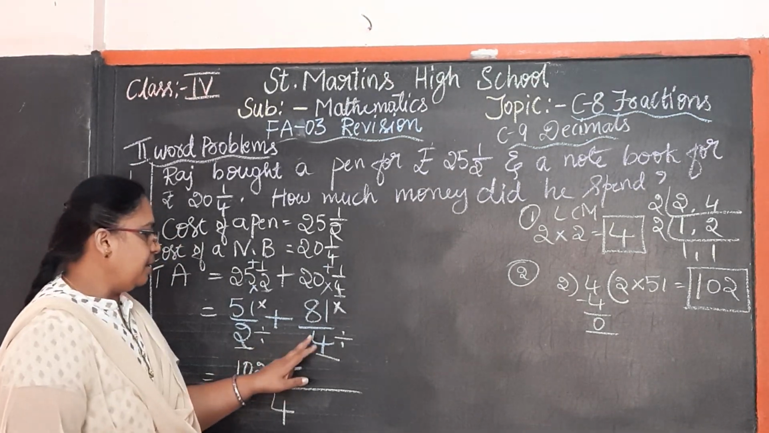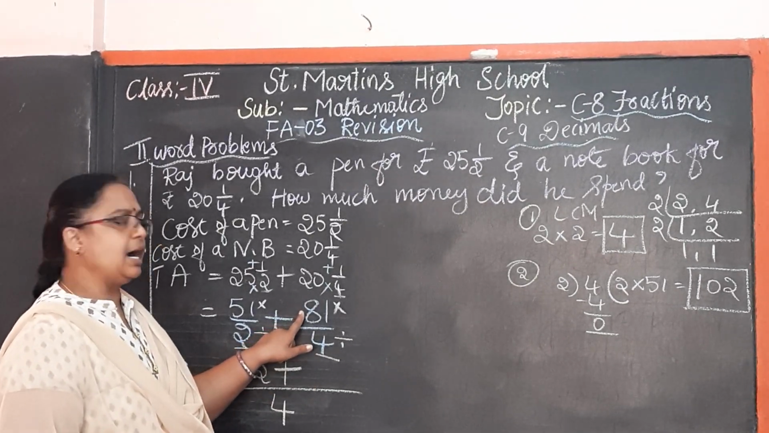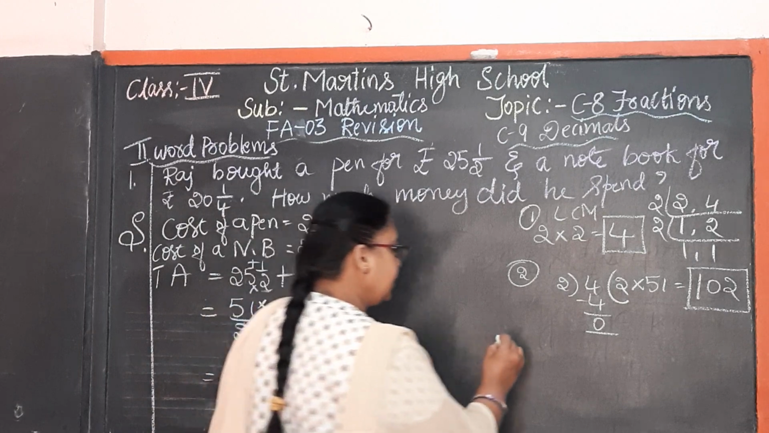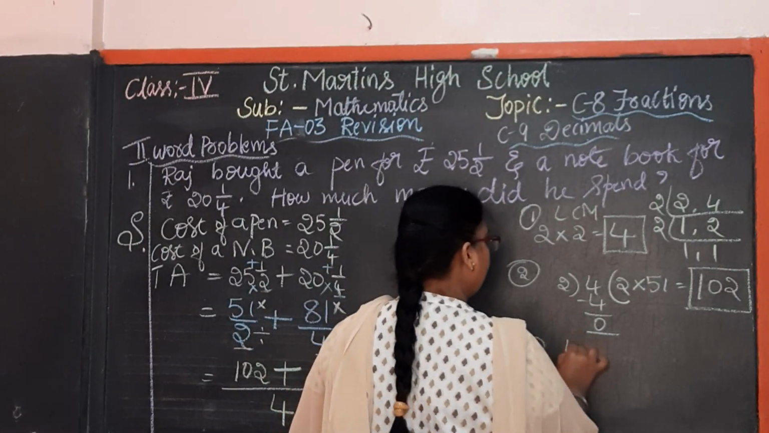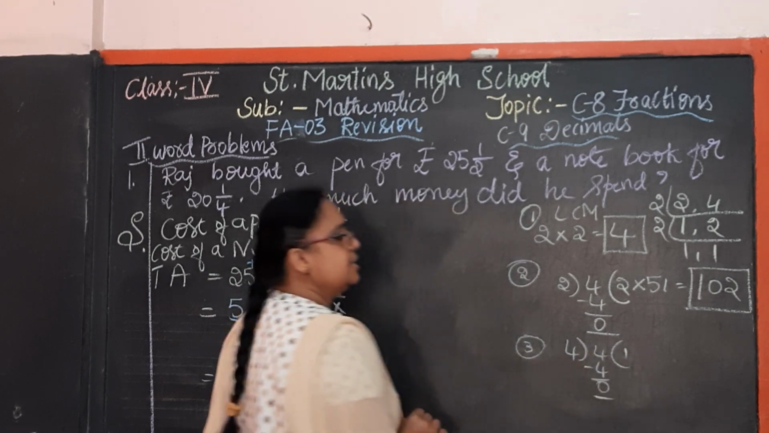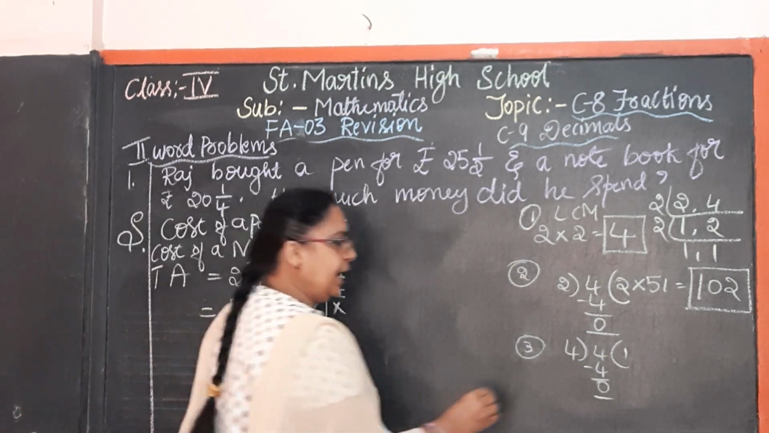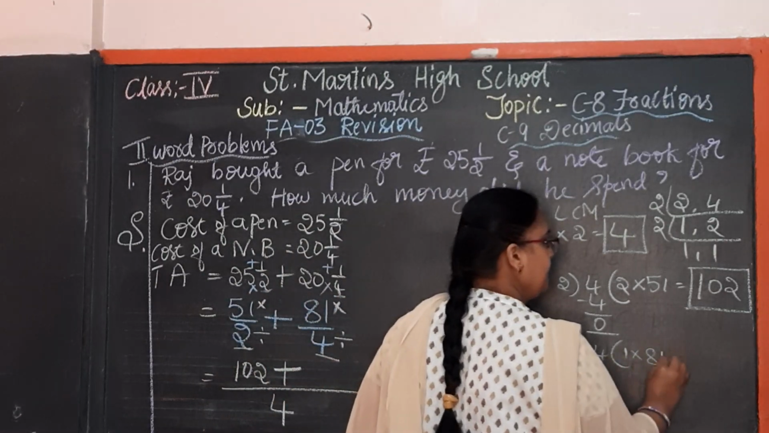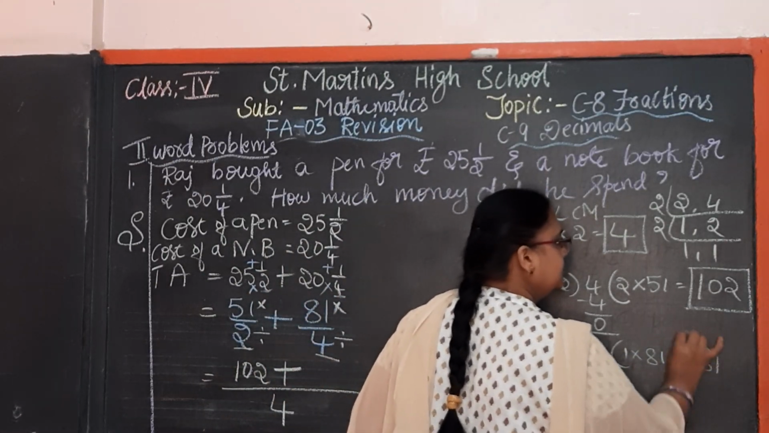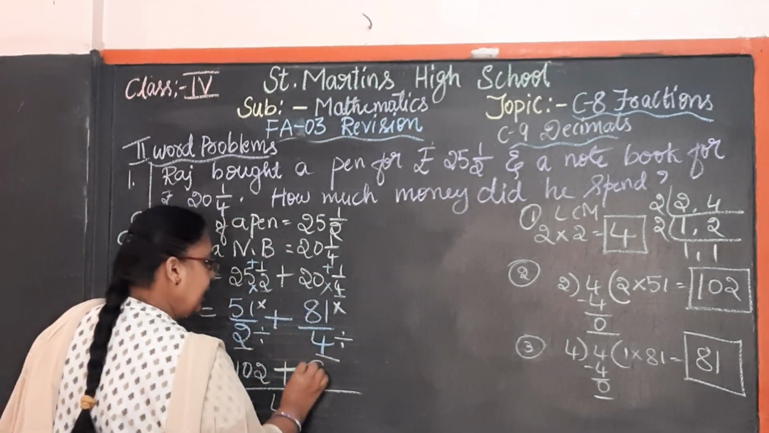Next, the third step. We are dividing the LCM 4 by 4 and multiplying that by 81. In the third step, we are dividing 4 by 4. That is, 4 ones are 4, 4 minus 4 is 0. That 1 should be multiplied by 81. 1 81 is 81. This is the third step, children. What did we get as the answer?